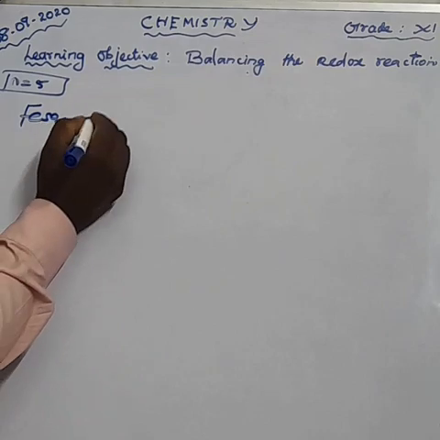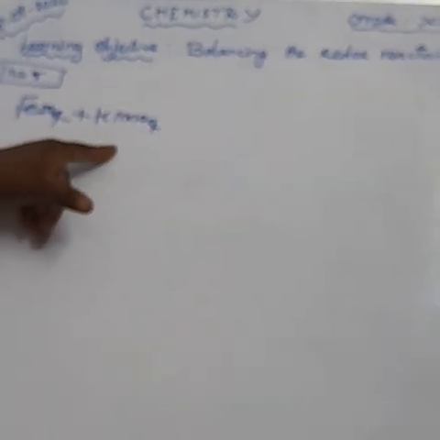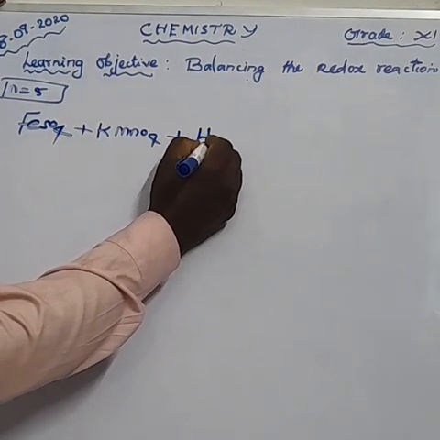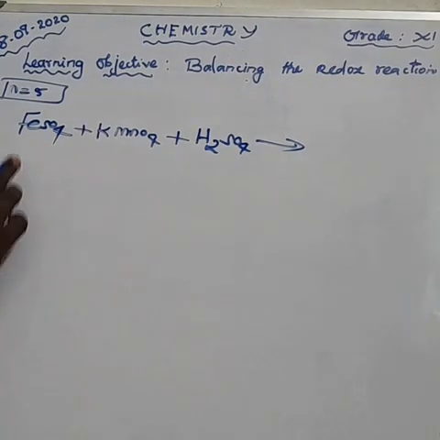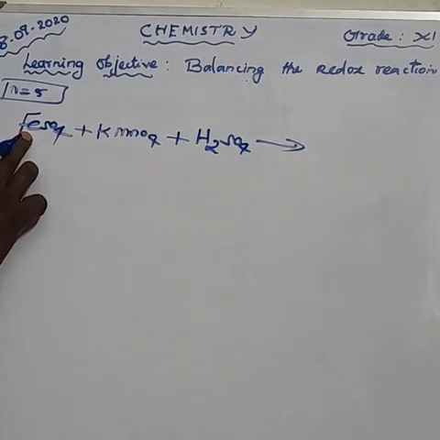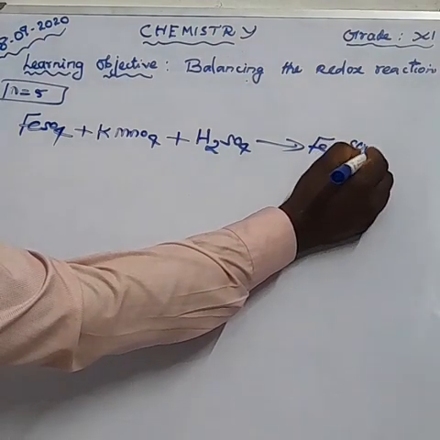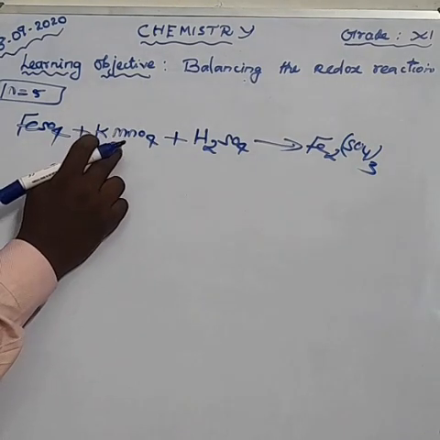FeSO4, ferrous sulfate, oxidation with KMnO4, potassium permanganate, on reaction with sulfuric acid. The products: the ferrous sulfate is converted into ferric sulfate, that is Fe2(SO4)3, and Mn combines with sulfate.